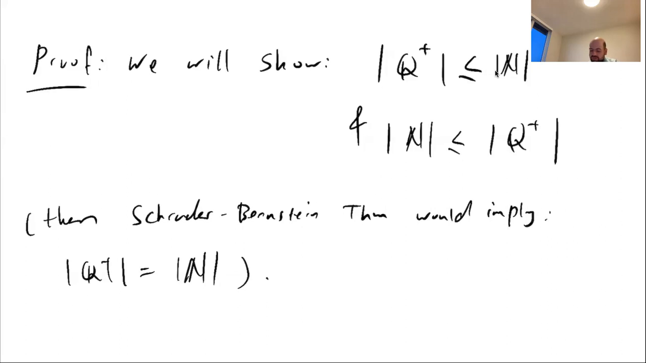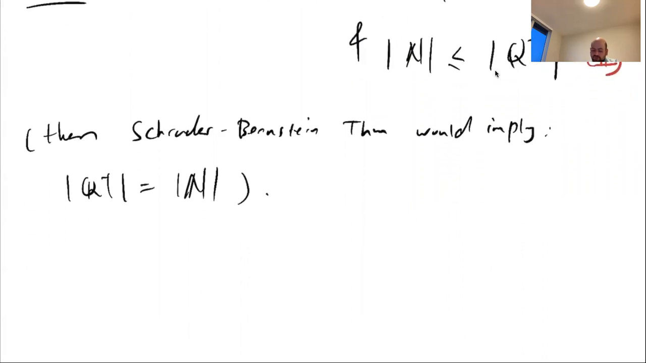So let me call this one 1 and this one 2. So 2 is very easy. So first let's prove 2. To prove 2, how can I show that the cardinality of some set A is less than or equal to the cardinality of some set B?